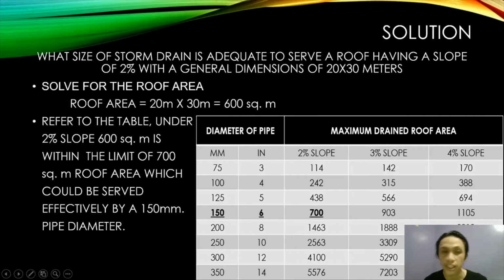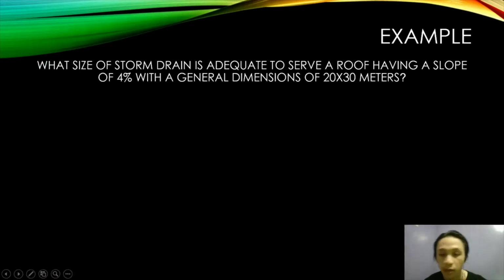So as you can see, it's easy, as we only need the roof area, then we refer to it right away in the table, then we have the exact diameter of pipe that must be used or must be served. So next example, but what if we use the same dimension of the roof, or we have the same roof area but the slope is 4%? So what would be the storm drain size?